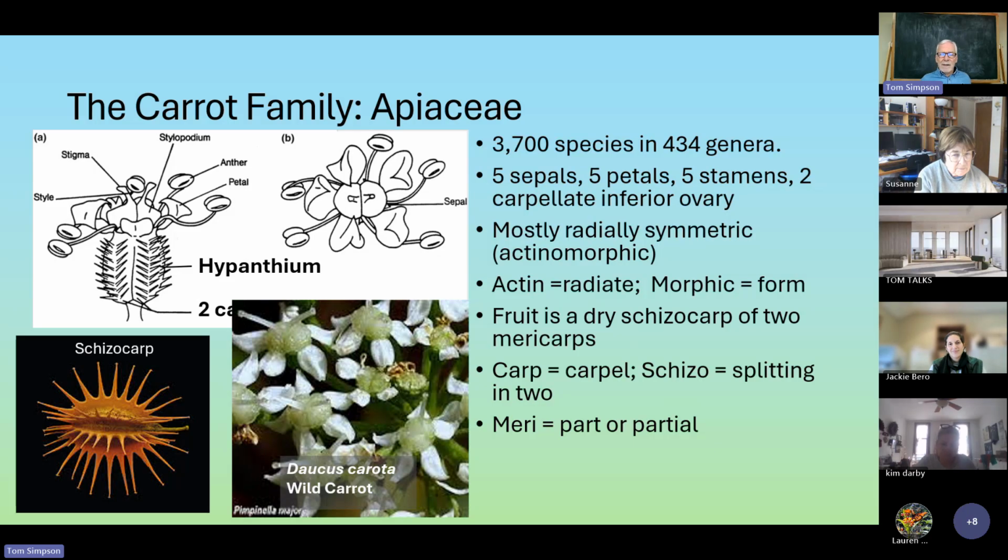I remember a botanist telling me that once. Is a schizocarp composed of two mericarps. I thought, wow, that's almost a poem.